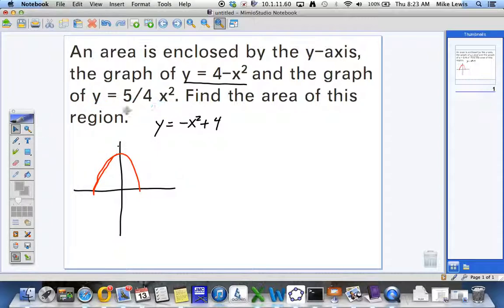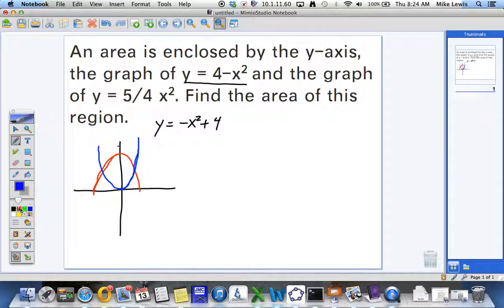Y equals 5/4 x squared is just a parabola sitting at the origin. The 5/4 doesn't change its direction, it doesn't move it up or down, it just stretches it or smushes it in some way. And so it actually stretches it to be a little taller. It's a vertical stretch, or you could think of it as a horizontal smush, but we'll think of it as a vertical stretch. And this right here is 5/4 x squared.